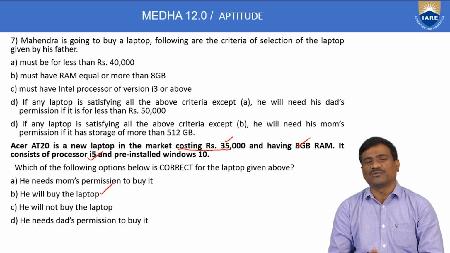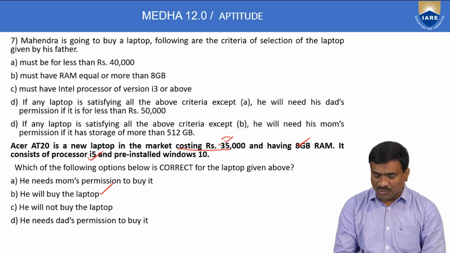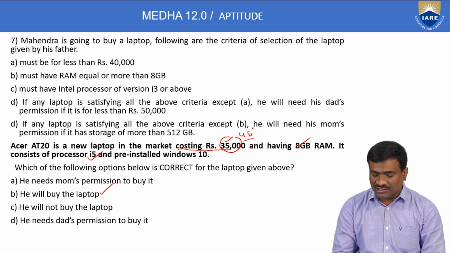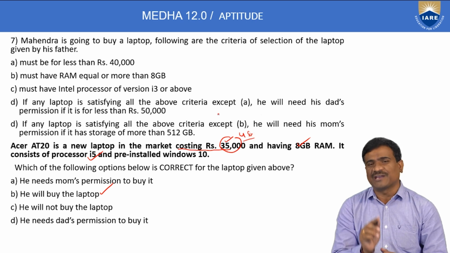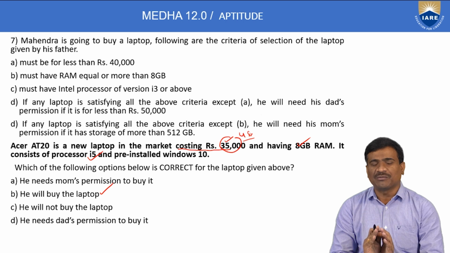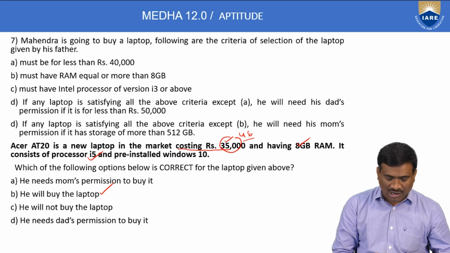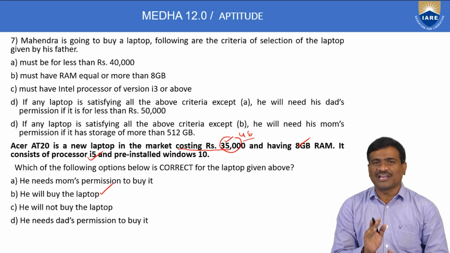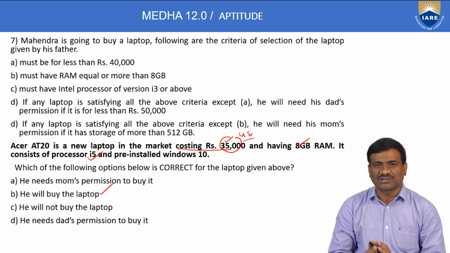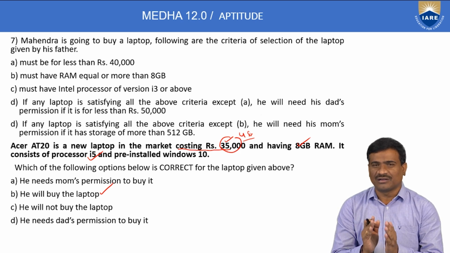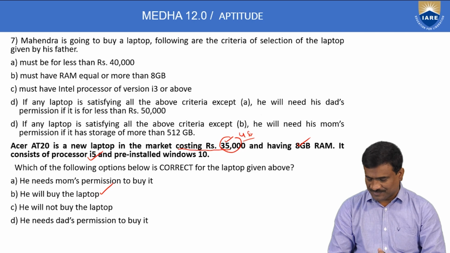All conditions are satisfied, so he will buy the laptop. That means option B is the only correct one. Suppose the amount is 45,000; these types of statements are given. 45,000 means exemption A applies. Father's permission is mandatory. Then select option D. This is the decision-making topic concept. All statements and information are given. You have to verify the statements. This is called the decision-making concept.